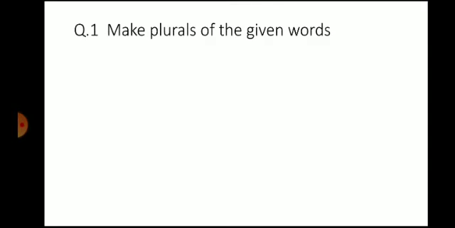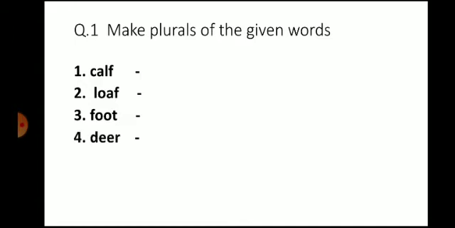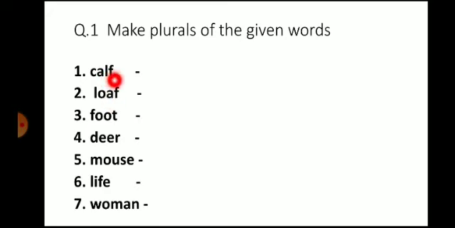Now we will see one exercise. What is that? Make plurals of the given words. Now words are given: calf, loaf, foot, deer, mouse, life and woman. So can you see there is F at the end? So what is the rule? If there is F at the end, what will we do? We cancel F and write VES. So the plural of calf is calves, C-A-L-V-E-S, calves.